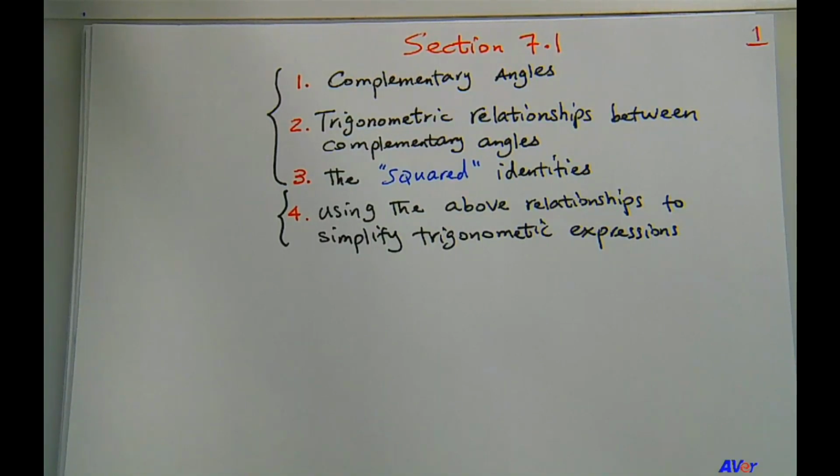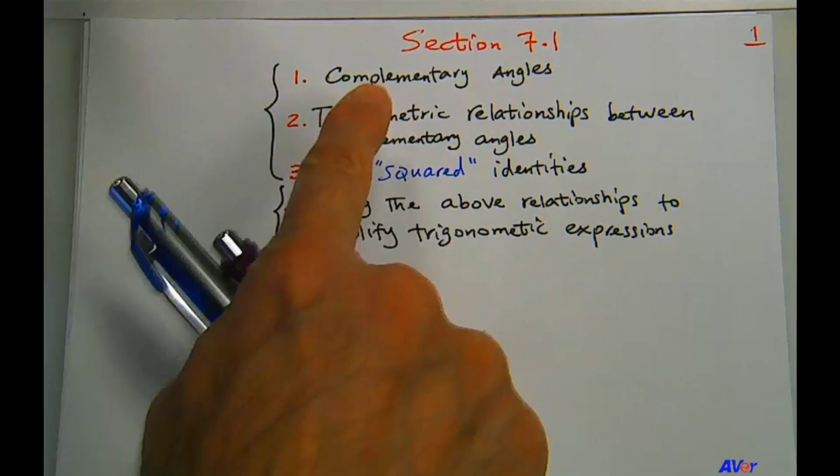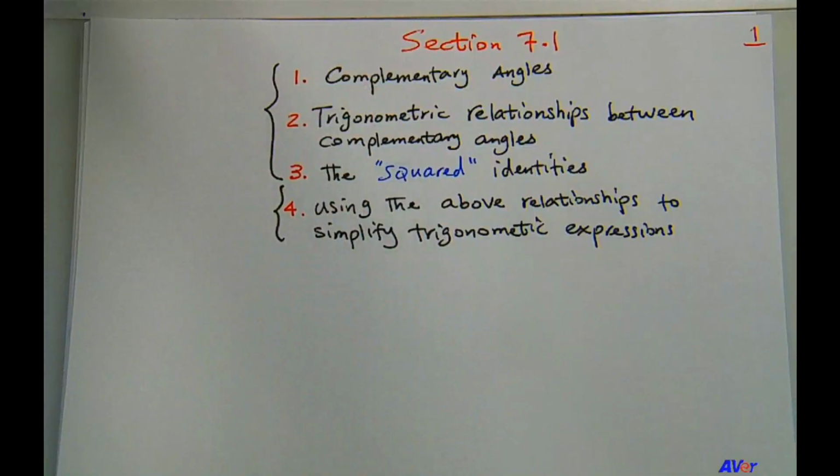Number 3, we will look at the squared identities. You've seen these before, but we're going to look at them and use them in more detail in this section. And finally, number 4, we will use these relationships either to calculate angles or to simplify trigonometric expressions. So that's the basic structure in this section. Well, let's begin with complementary angles.